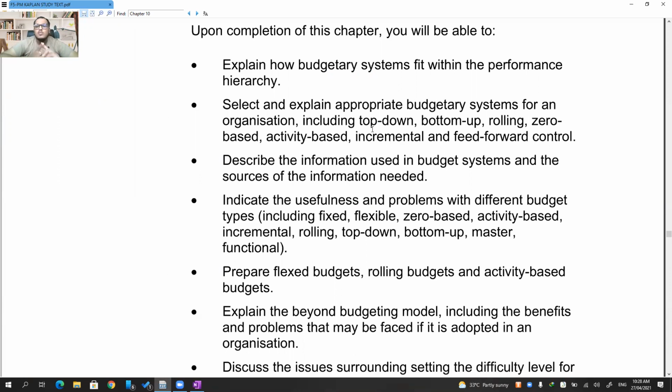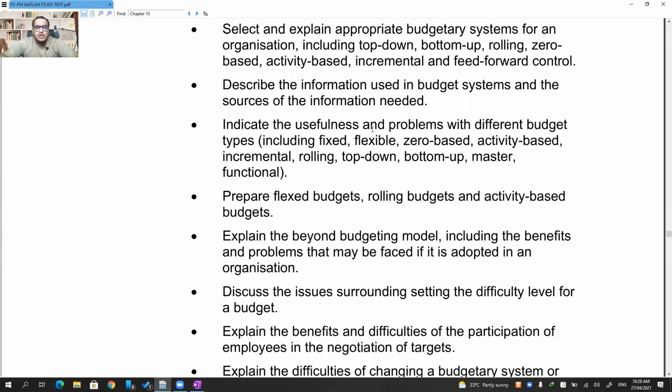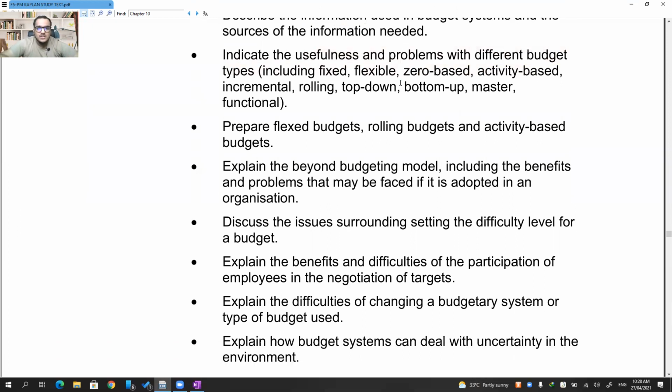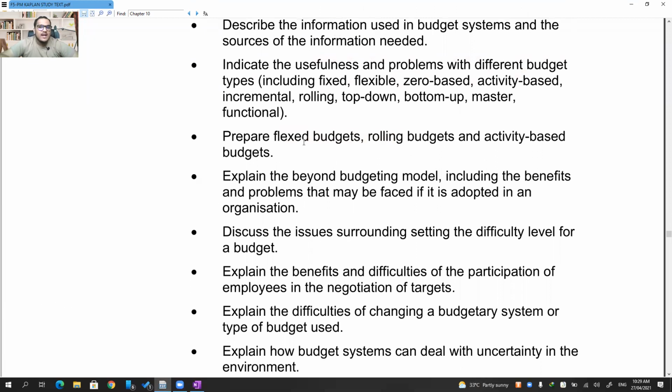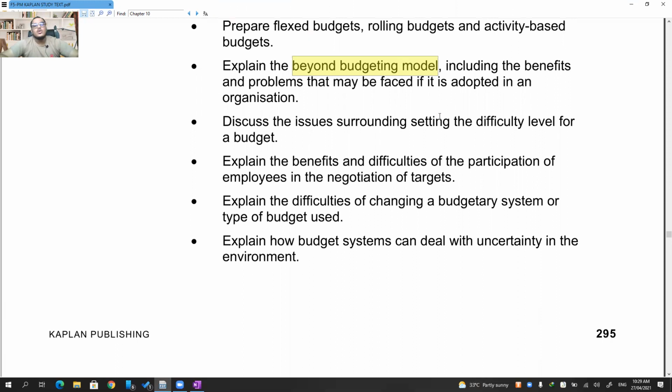Then we are going to discuss when these budgets are useful and how they are prepared, at what point of time which type of budget becomes more useful for the company, and what information is useful for creating these budgets. Then the usefulness and the problems associated with different types of budgeting: flexed budgets, rolling budgets, and activity based budgets, and how we prepare them. Beyond budgeting model: over and above the budgeting, there are so many other aspects of an organization that we need to control, so we are going to discuss how we look into those aspects.